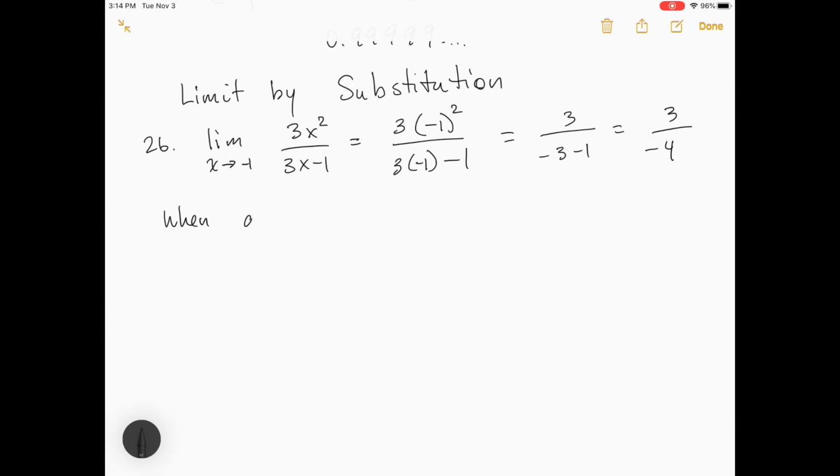When a function is continuous at a point, then its limit is equal to its value.